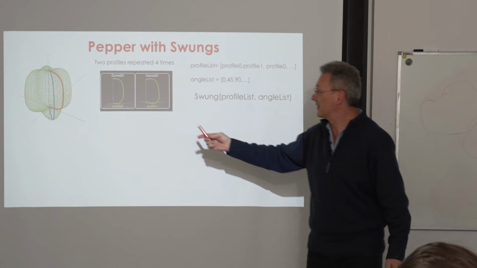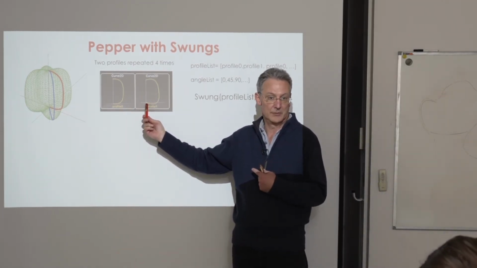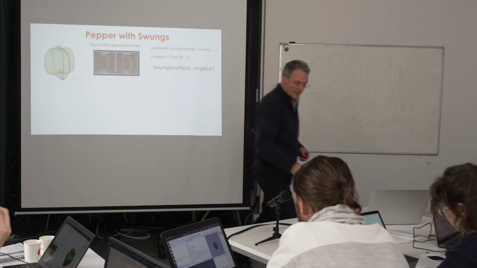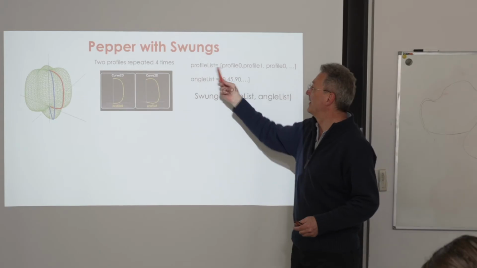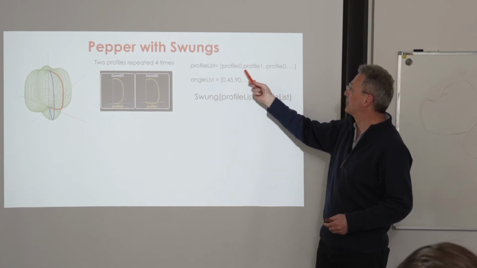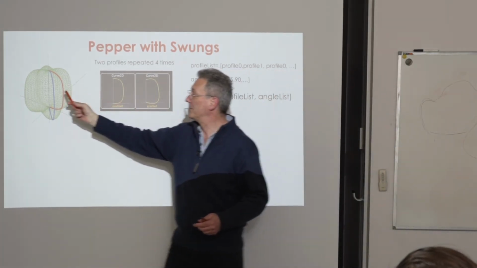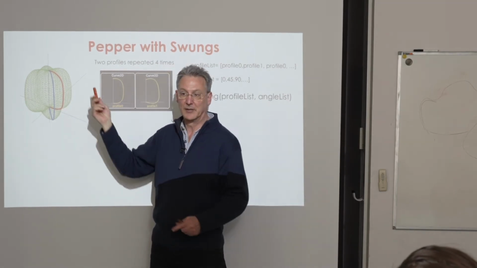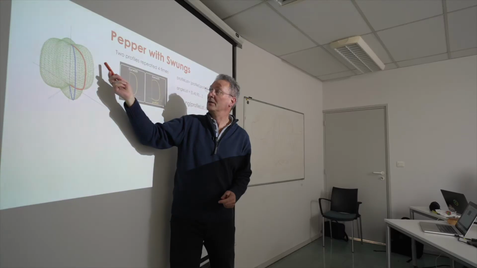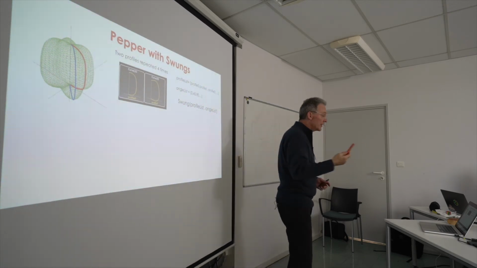And you see, I created them with the graphical tool, and then I just say I have a profile list, which is a repetition of profile 0, profile 1, profile 0, profile 1, because there are 4 sections, 4 cappers in this object. So I duplicate this 4 times, this profile 0, profile 1.